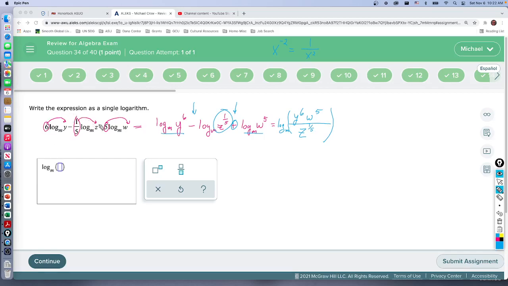So multiplication all becomes exponents, and then negatives go down in the denominator, positives go up in the numerator. Okay, so let's do this one.